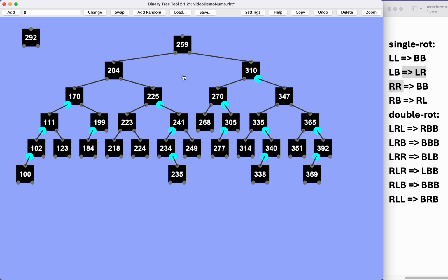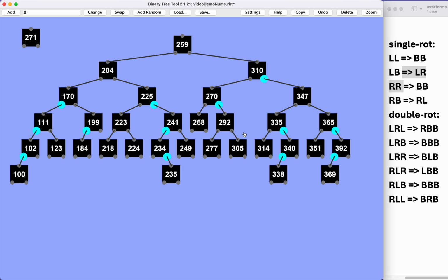292 comes down, and it looks like it ends up there as a right child of the 277. And so that height propagates up. But now I have the 305, which is already left leaning. This is a right-left balanced, so those two become balanced. And I do a double rotation. 271, that will come right here, left child of the 277.